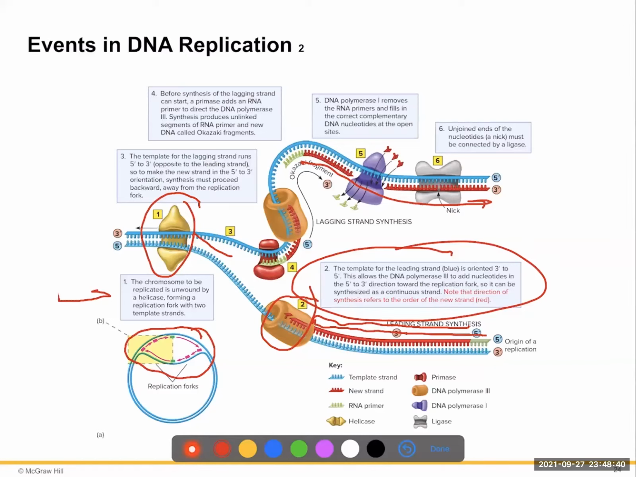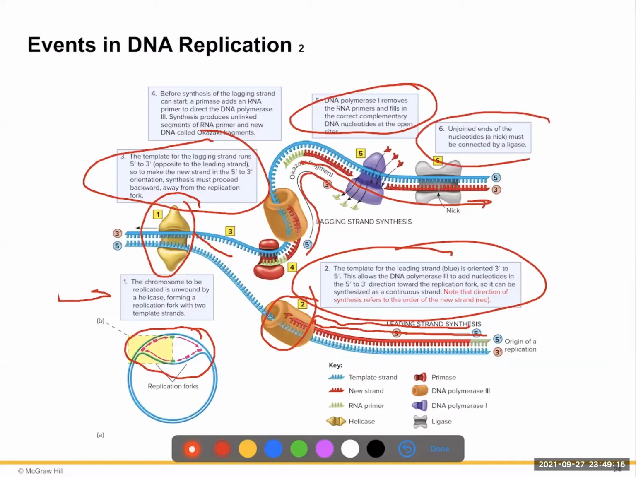Then the template for the lagging strand runs 5 to 3 on the opposite side. And the synthesis occurs backwards on this one here as it comes around. Then we use what's called a primase, which is an enzyme that adds an RNA primer to direct the DNA polymerase to create a segment. DNA polymerase 1 removes the RNA primers, so complementary DNA can fill in the open sites. And then we join it by cutting with what's called ligase. Ligase joins the 2 strands back together.